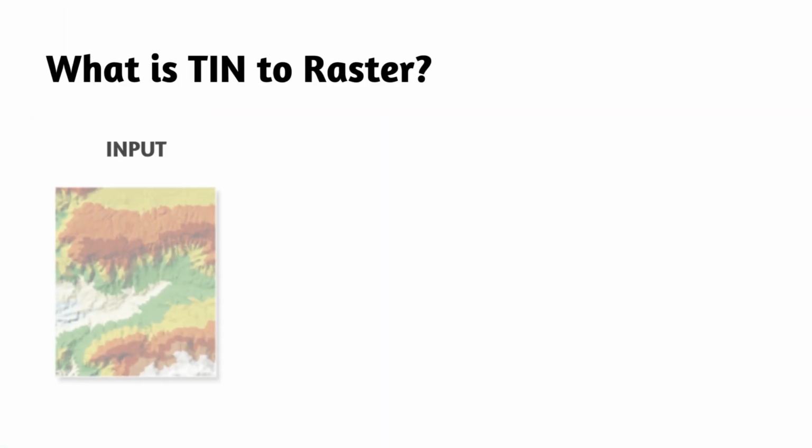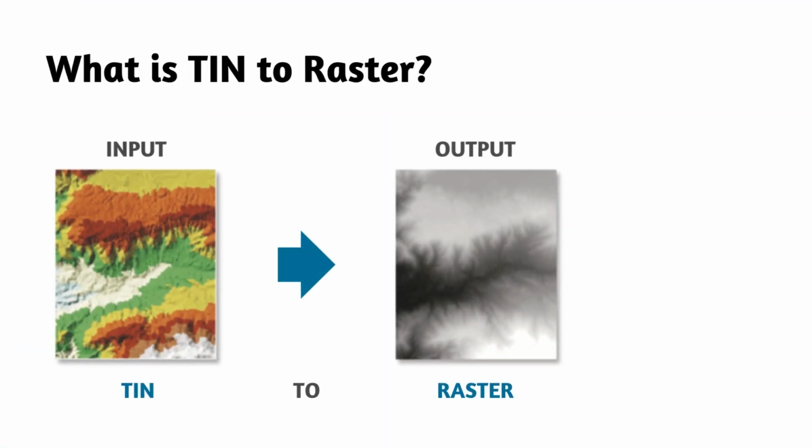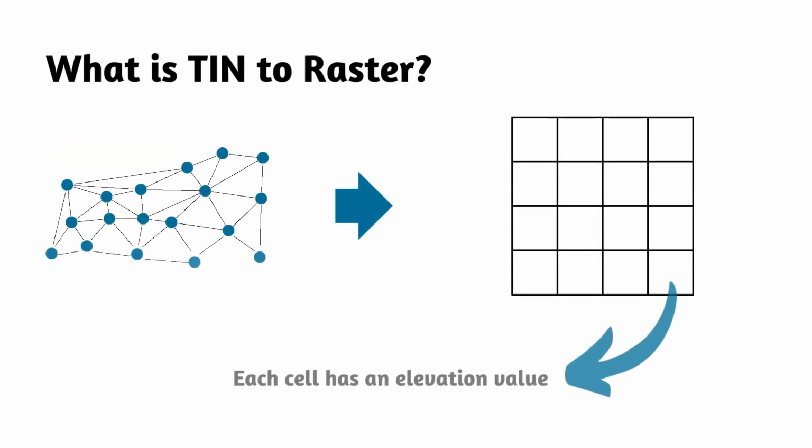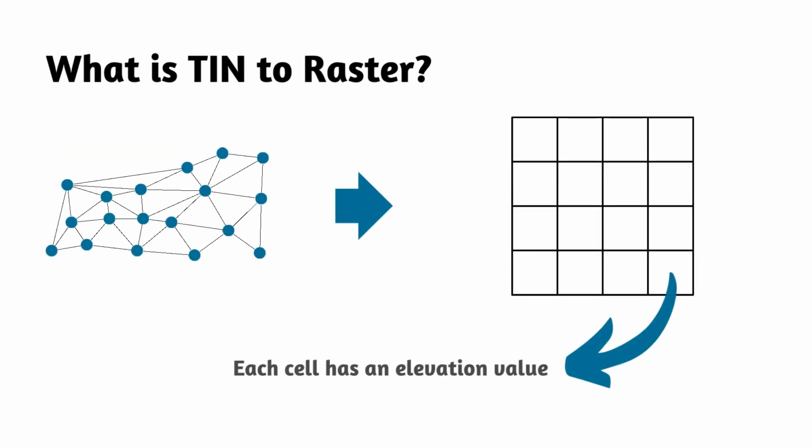TIN to raster conversion is a process that translates TIN data into raster format. It involves converting irregularly spaced TIN triangles into a regular grid of pixels. This conversion enables smoother integration of TIN data with other raster-based spatial datasets and analysis techniques.